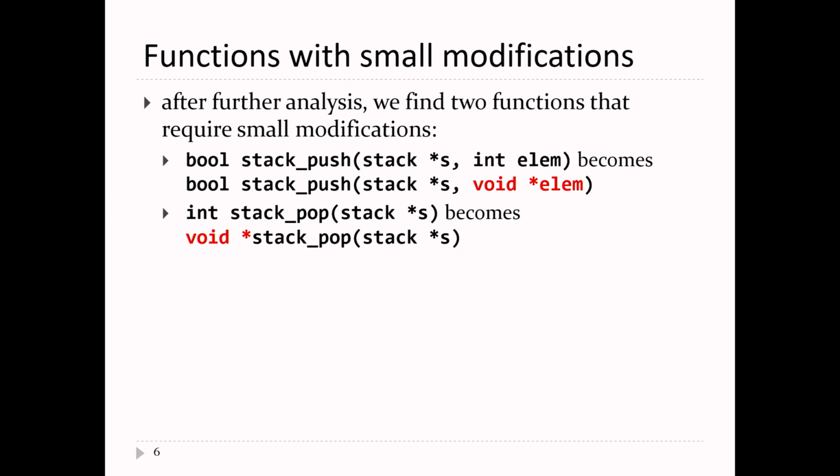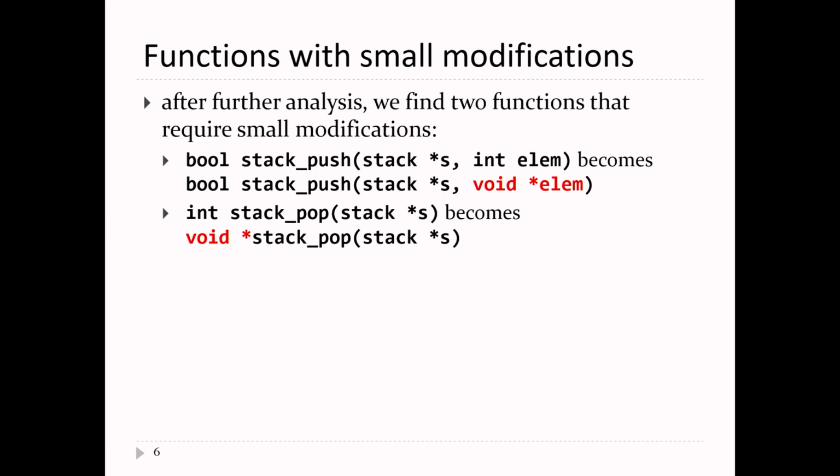If you look a little closer at the implementation, you'll discover some of the functions require some small modifications. So push and pop. Push used to take in an integer element to push onto the stack. Now our elements are pointers to something, so they're void pointers. So we have to change that. And pop used to return an int, so now we're going to return a pointer to an element.